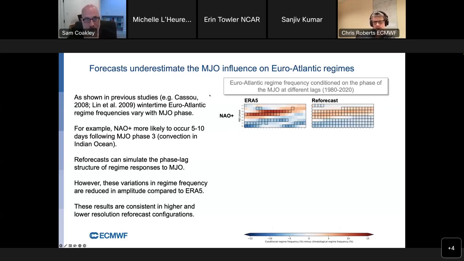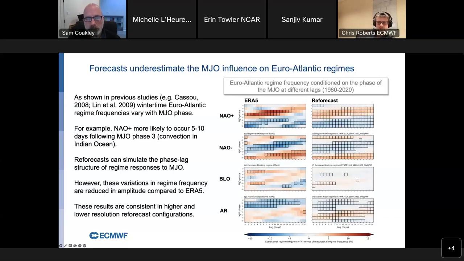You can see that in the top left panel, which is for ERA5. On the y-axis are the different MJO phases, and the x-axis is lag in days. The squares are some measure of the significance using a bootstrap resampling across the different start dates. Our reforecast can capture the phase lag structure of this modulation of frequencies, but they underestimate the magnitude. There is an increase in the probability of positive NAO, but it's not as high as the increase we see looking in reanalyses. We see a similar story looking at the negative NAO and the Atlantic Ridge. The reforecasts do a good job at capturing the phase lag structure, but underestimate the amplitude.